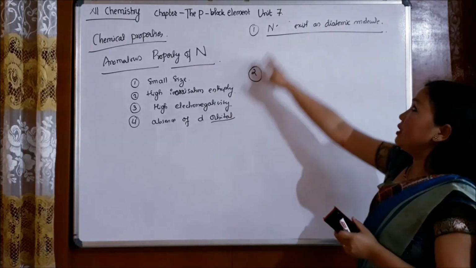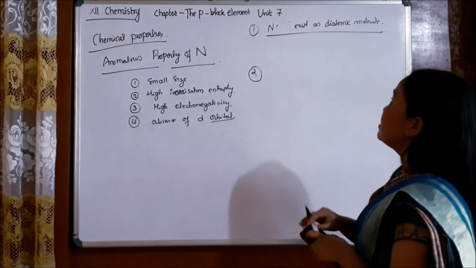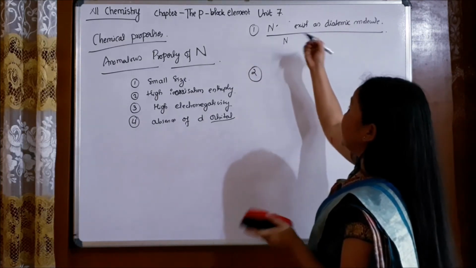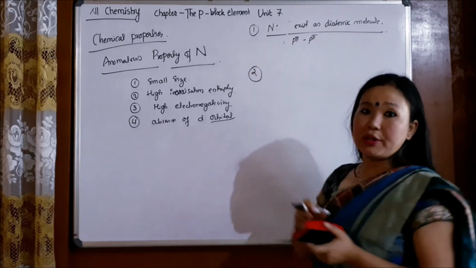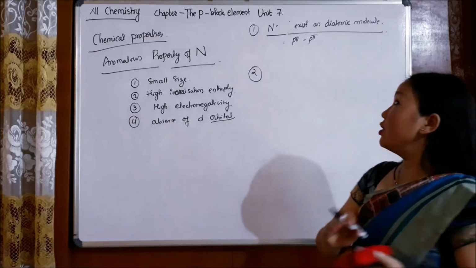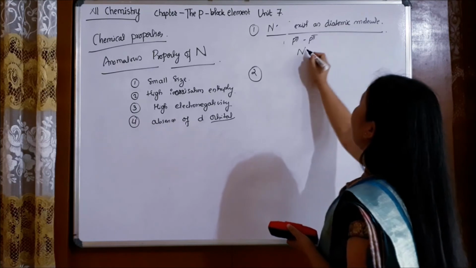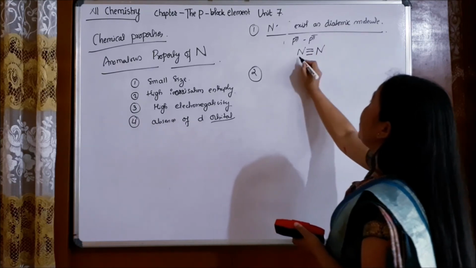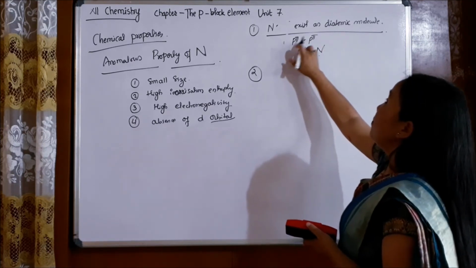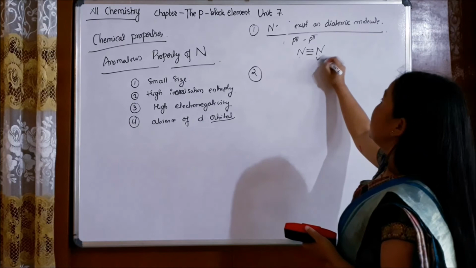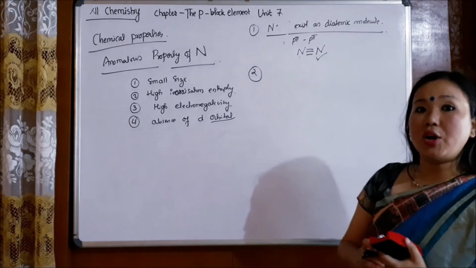The first anomalous behavior is that nitrogen exists as a diatomic molecule. The reason is that only nitrogen has the tendency to form p-pi multiple bonds. Because of its small size and high electronegativity, nitrogen will exist as a diatomic molecule, where there will be a triple bond between nitrogen and nitrogen. It is a multiple bond because of the tendency to form p-pi bonds. So nitrogen exists as diatomic.